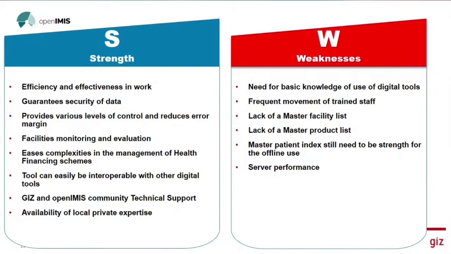A weakness: we had a problem at the beginning with openIMIS, in that we didn't have, and we still don't have, a master facility list, which is really important for all the locations. We didn't have a master product list, and we have a master patient index, but we are still working on it because it is not trained enough to work offline. So that is one of the weaknesses we have for the moment. Like I already said, we still have to work on the server performance to be sure that we do not face those problems again.